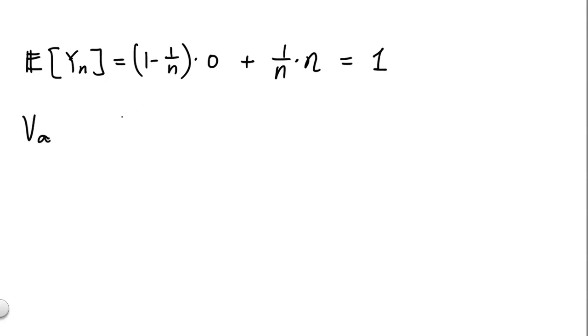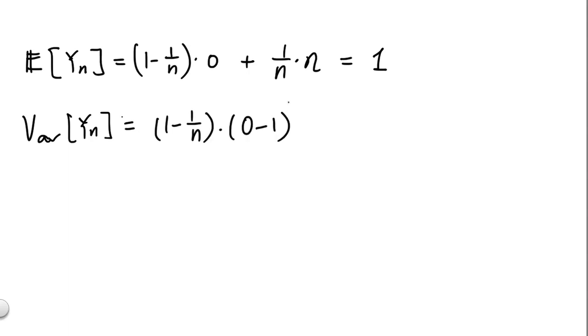The variance of Yn, do the same thing as before. We have 1 minus 1 over n probability of being at 0, multiplied by 0 minus 1 squared, where 1 is the expected value of Y, and probability 1 over n of being out there equal to n, and this is multiplied by n minus 1 squared. And this gives us n minus 1.